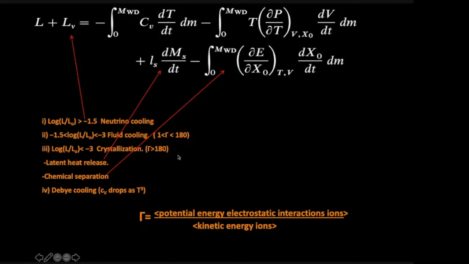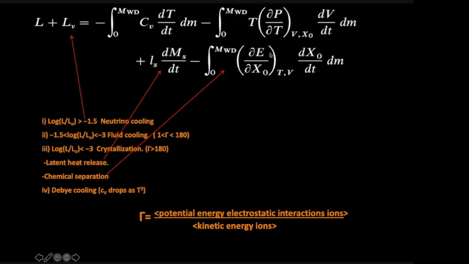Then when gamma is around 180, this magic number, we have crystallization. So the ions have this phase transition from liquid to solid. We have latent heat release in this phase transition, due to the difference in entropy between the liquid and the solid state. And typically, for every ion that crystallizes, you have a kT of energy released. And another thing that happens during crystallization is this phenomenon of chemical separation that I will mention briefly in a moment, which contributes to the energy budget through this term here.